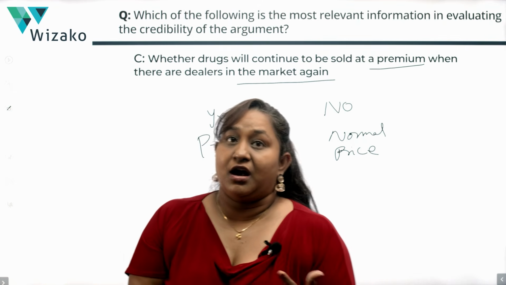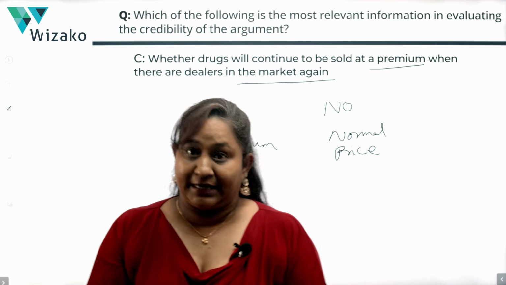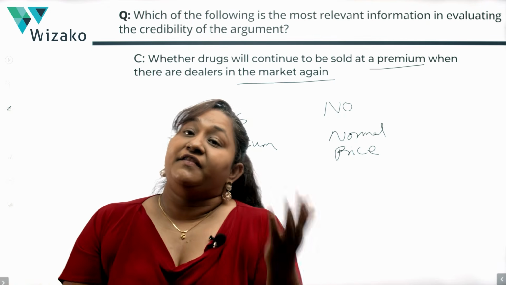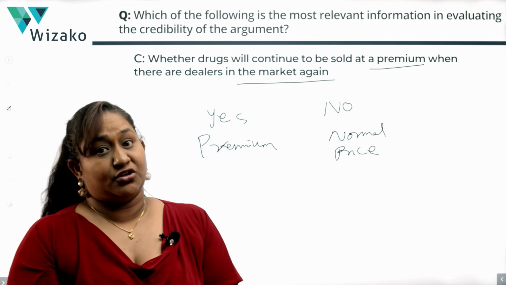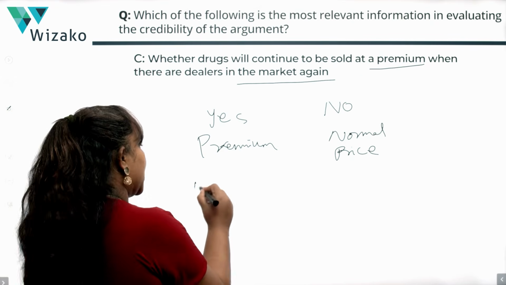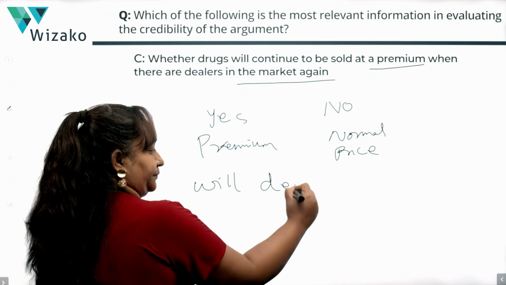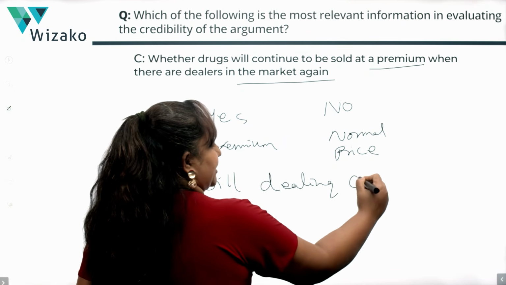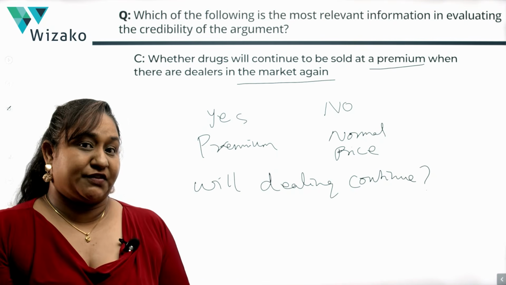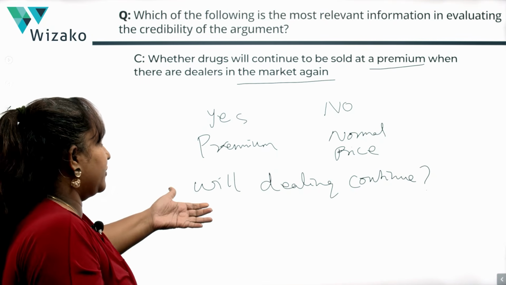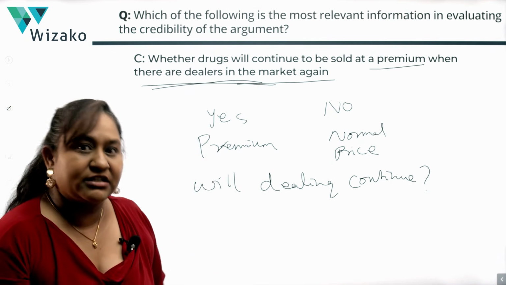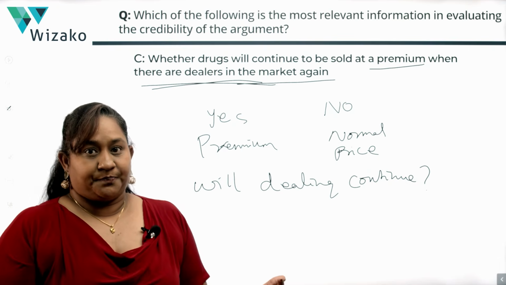If there are dealers in the market again, the government strategy has failed. If after that the price goes up or the price doesn't go up is inconsequential to the discussion. The whole discussion is, will dealing continue? That's what we are trying to establish in order to determine whether the government's actions would be successful, right? When this is what we are trying to establish and the answer option says it's a given, there are dealers in the market again, that's a given, right?